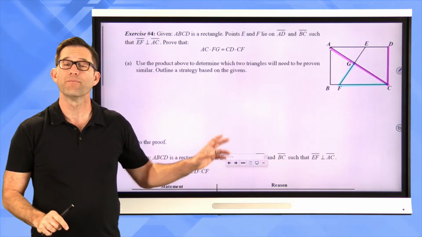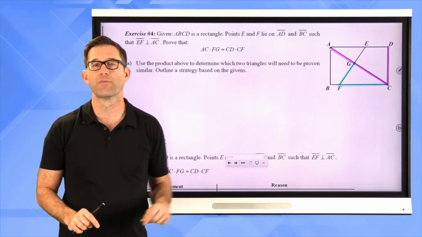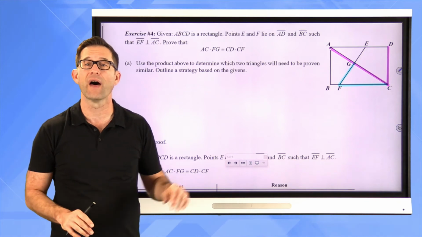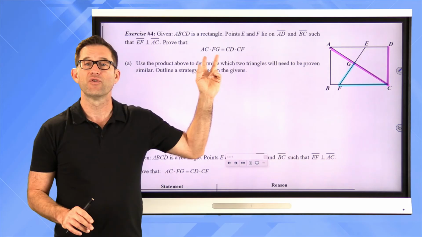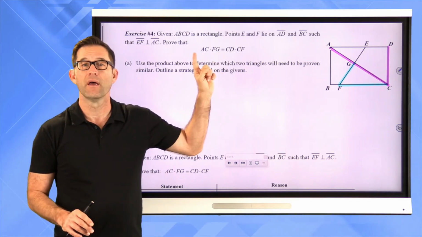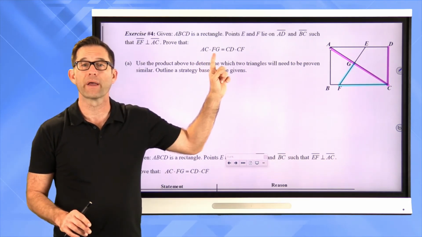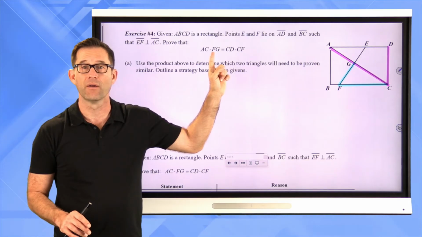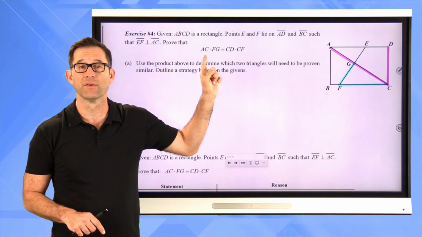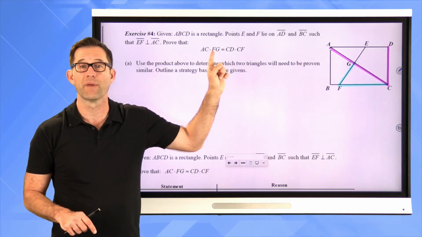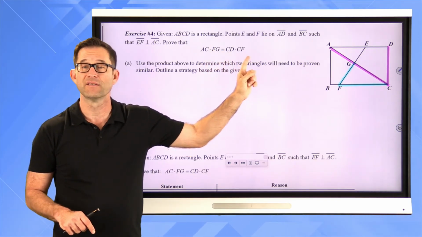All right, so by the way, notice I kept switching back and forth between my two colors. The reason I did that is that ultimately, whenever you have a product, two portions with this product, one of them is going to come from one triangle, one of them is going to come from the other triangle. Same thing over here. So if AC comes from one of the triangles I'm proving similar, FG will come from the other one, then CD, then CF.